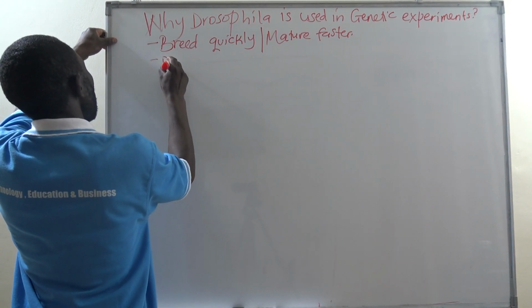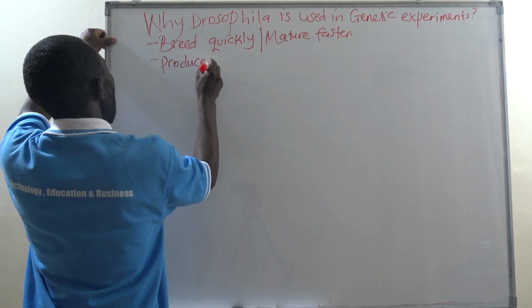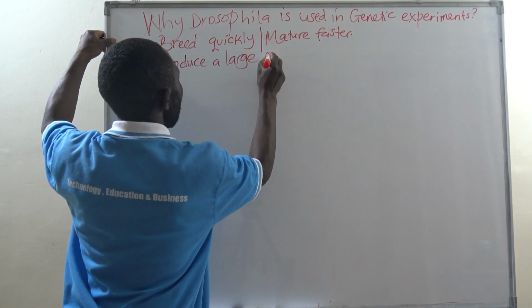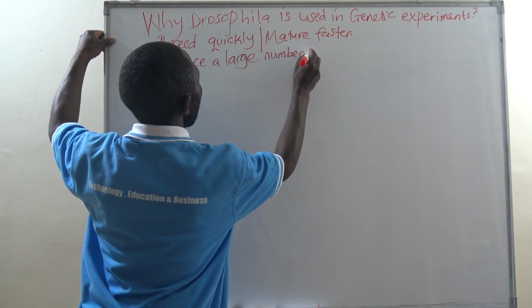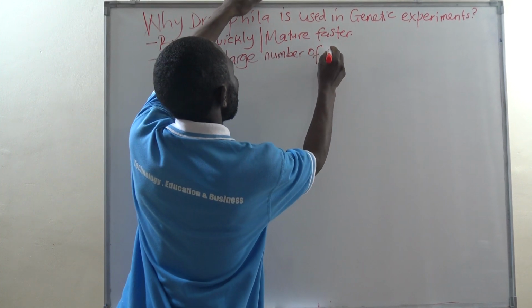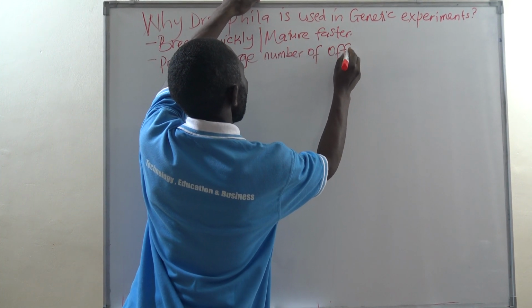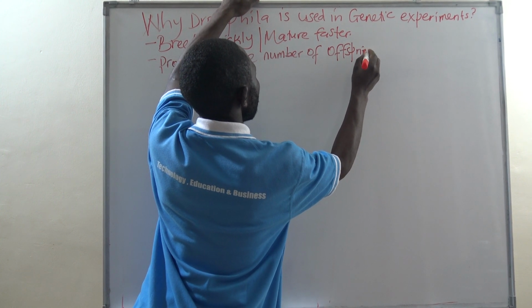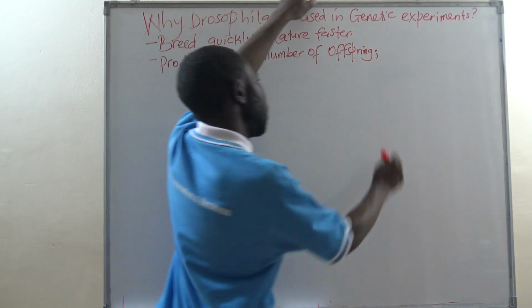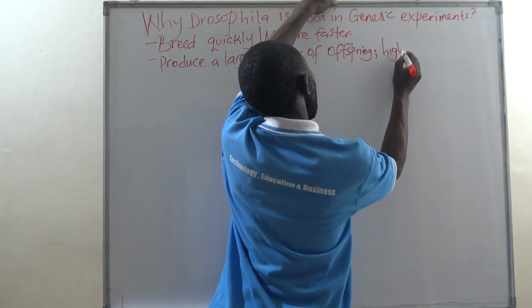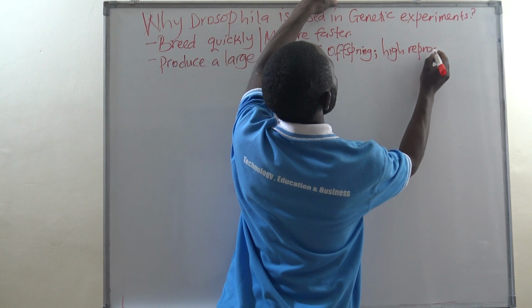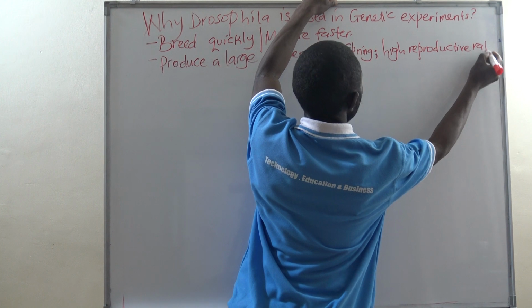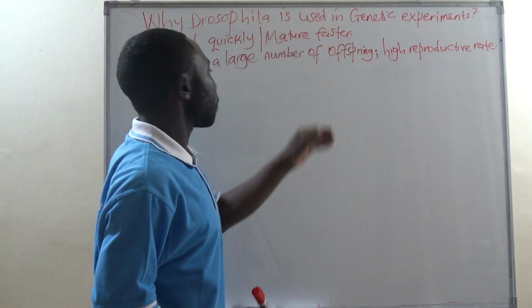They produce a large number of offspring. So that is a high reproductive rate.